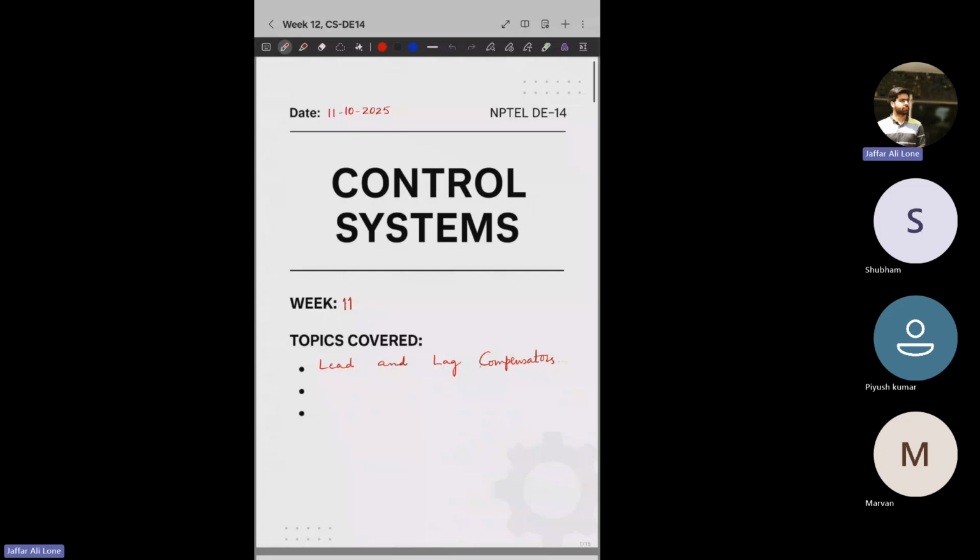This is our last session, and in week number 12 you discussed lead and lag compensators. Very simple questions. You have not gone into the design details. You have only gone through what a lead compensator is, what it does, what a lag compensator is, what its effect is, and why we use them. But how lead and lag compensators actually work and how you design them is not a part of this course.